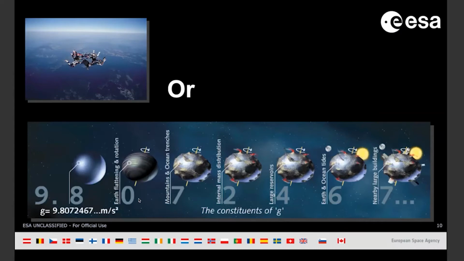So if you look at the figure here in particular on the bottom, we see the first 8 significant digits of G. In an average sense, this is an average figure for the planet, where you see that the 9.8 meters per second squared basically reflects the sphere. Then the third digit, the 0, takes into account the fact that the Earth is not entirely spherical. It is in fact ellipsoidal, and it is also rotating.